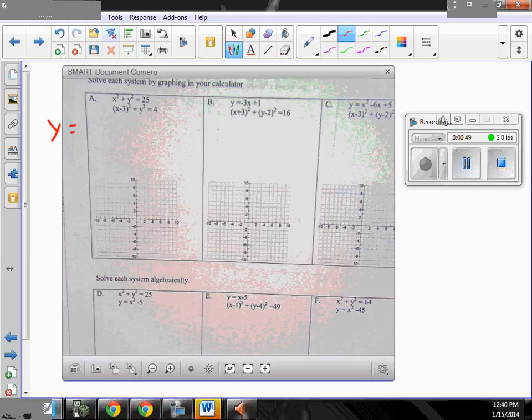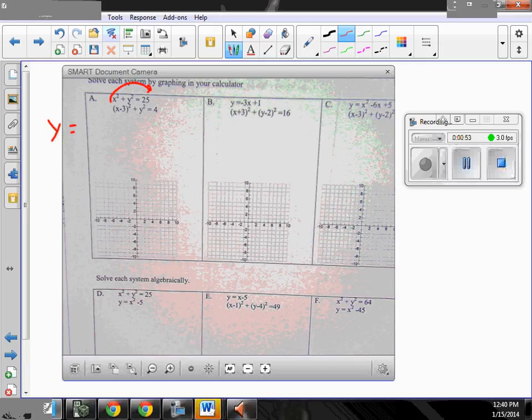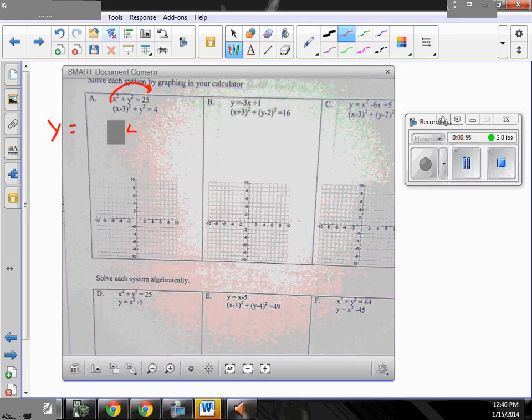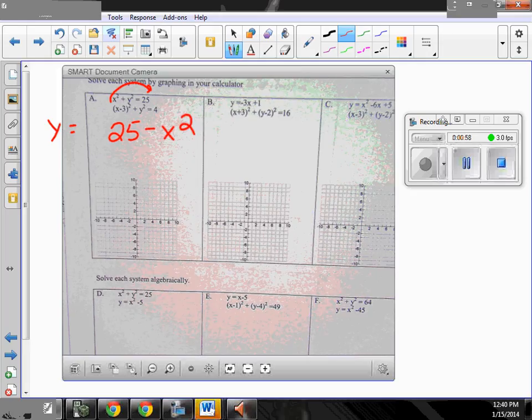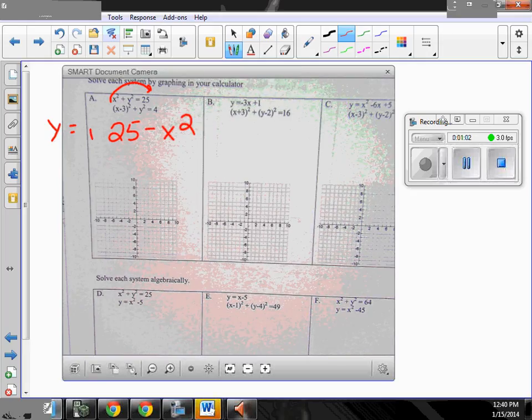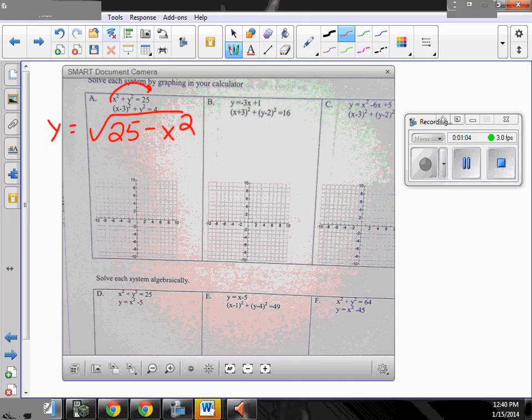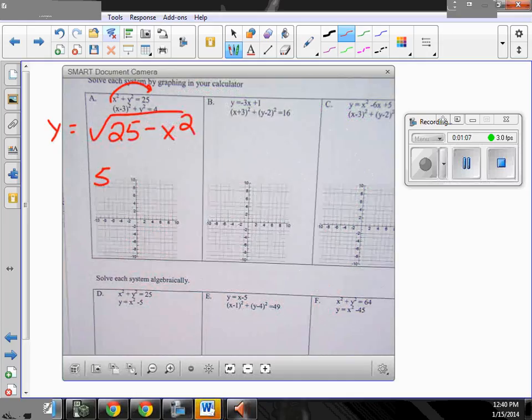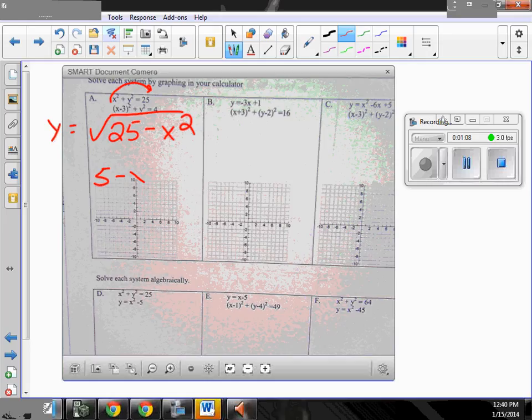So let's solve for y. I'm going to take this x squared and move it to the other side. So I get 25 minus x squared. Then what? Square root it. And a really common misconception is, oh, square root of 25 is 5, and square root of x squared is x. And don't forget the plus or minus.